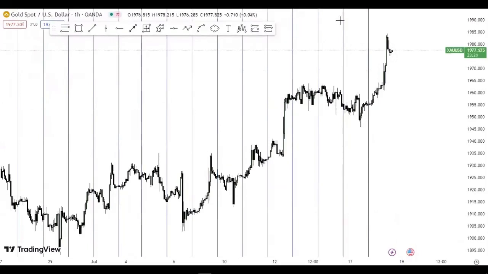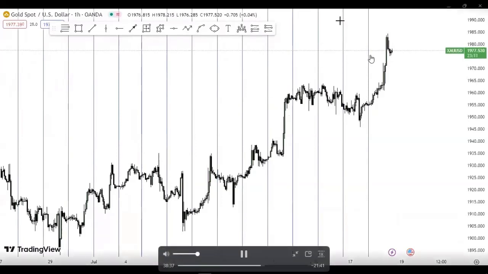Then you hear traders saying things like, oh, they manipulated the market. Traders always want to blame everybody else for their losses but themselves. When they lose, the broker caused it, the market caused it, MTN caused it, Vodafone caused it.